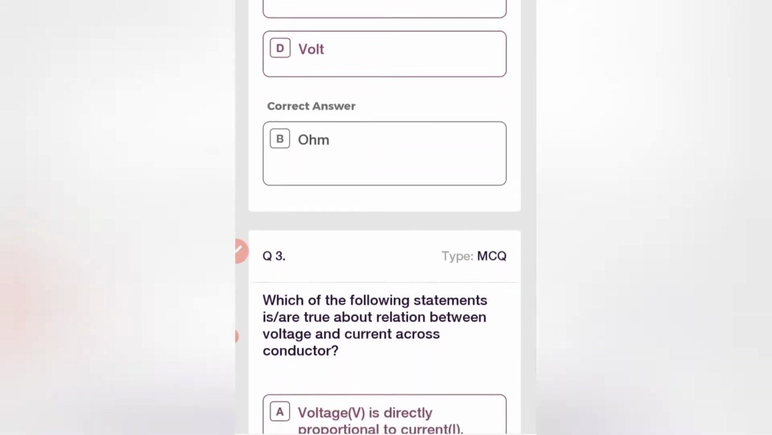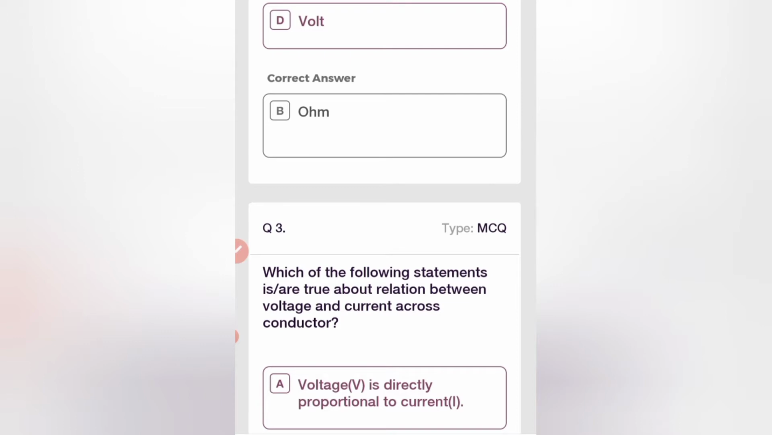Which of the following statements is or are true about the relation between voltage and current across the conductor? We know the relationship between voltage and current is V is equal to I into R. How did we get this? We know the voltage is directly proportional to current, or current is proportional to voltage. From that we get V is equal to I into R. Let us see which will be the correct option.